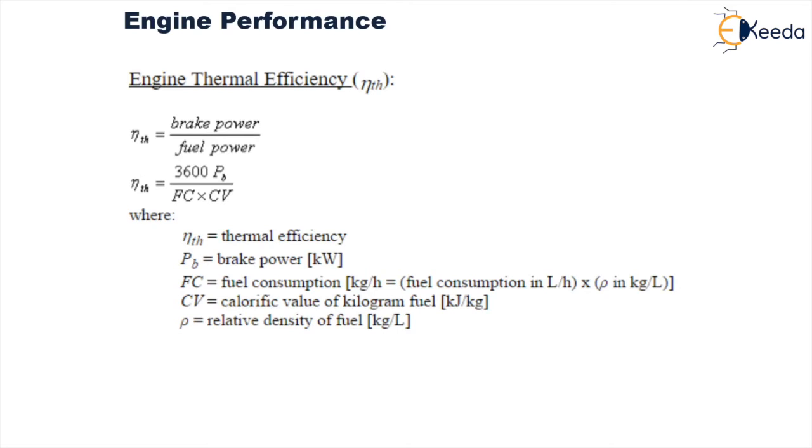Now over here you are seeing engine thermal efficiency. It is given by brake power upon the fuel power. Brake power is PB multiplied by 3600 divided by FC into CV. What is FC? It is the fuel consumption in kg per hour, and CV is the calorific value. Let us go on a bit further now.